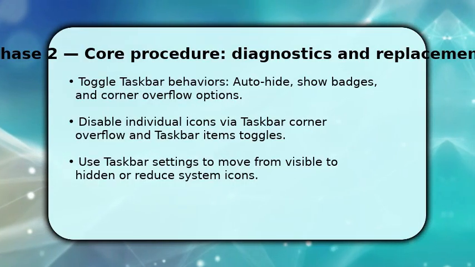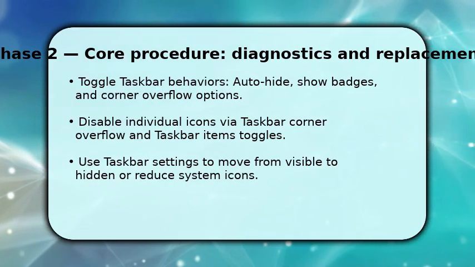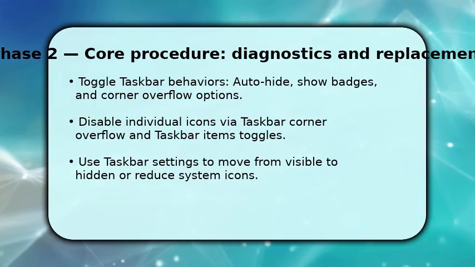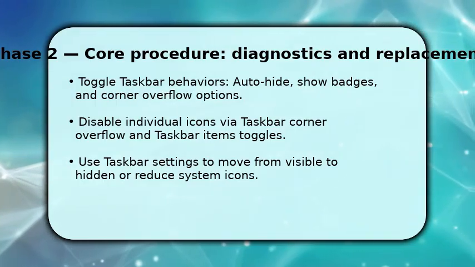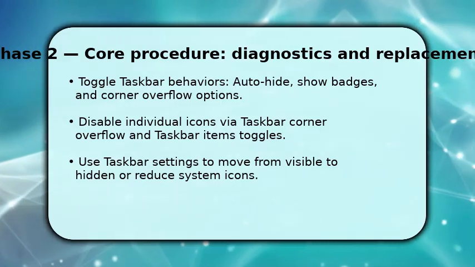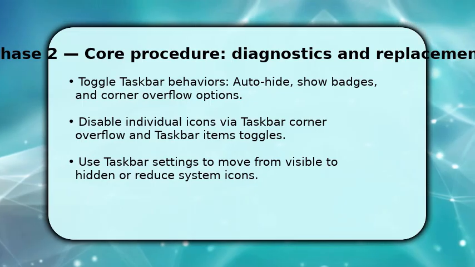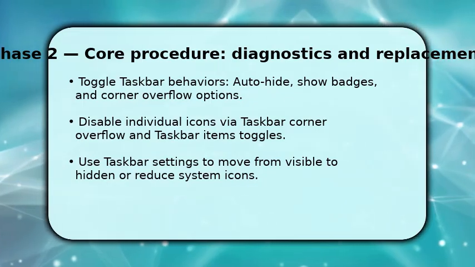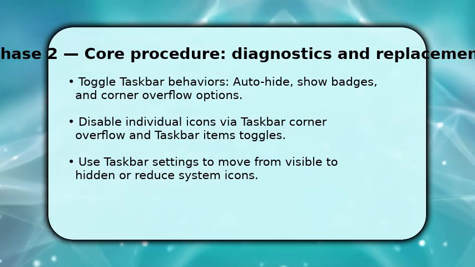Next, open taskbar corner overflow and turn off each icon you don't want to appear. Also toggle taskbar items like Search, Task View, Widgets off. If you need deeper removal, right-click Taskbar, open Taskbar Settings, and disable System Icons. This reduces clutter and keeps the bar out of sight.